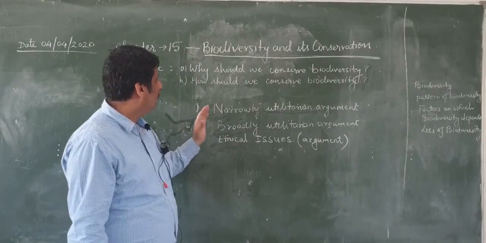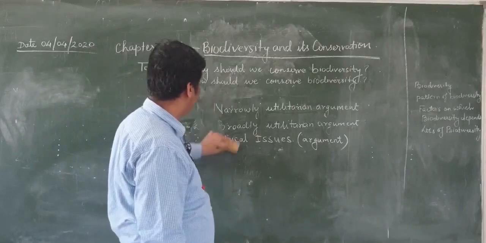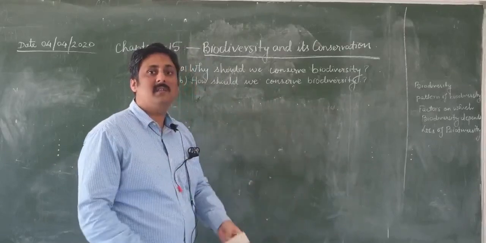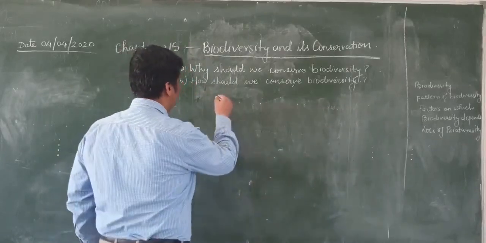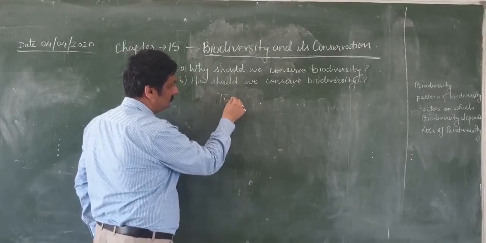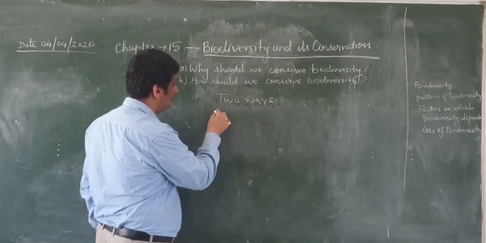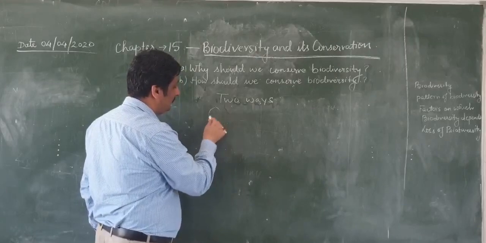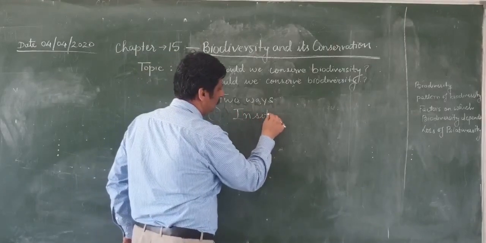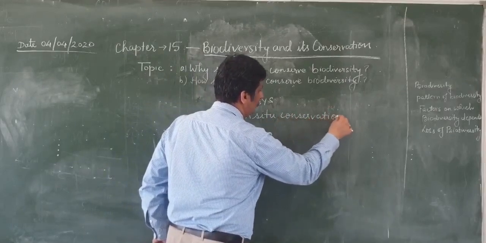Okay, now the other topic which we will study is how should we conserve biodiversity. What are the ways of conserving biodiversity? We have two ways of conserving biodiversity. The first one is called in situ conservation.